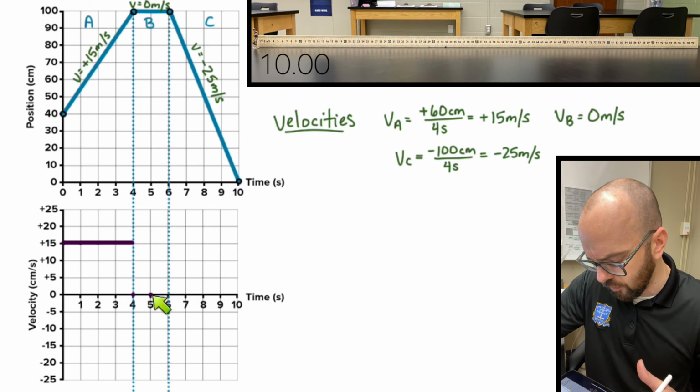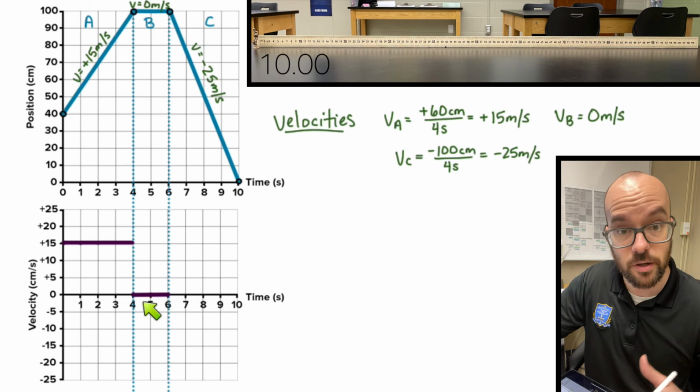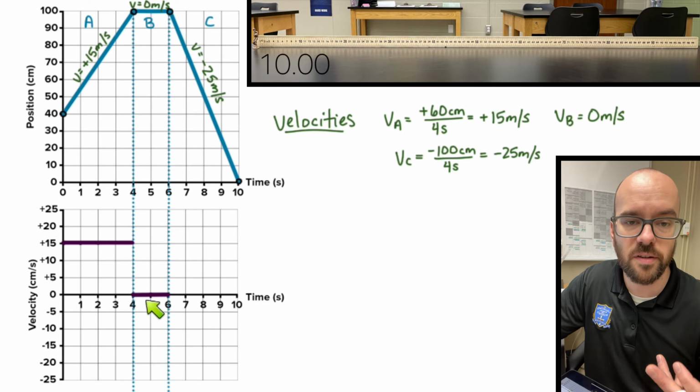1 second into interval B, the toy soldier is still not moving. So I still have a velocity of 0. And right there I'm going to have a velocity of 0. So I end up with this horizontal line right on that horizontal axis to show that the toy soldier has a velocity of 0. In other words, it's stationary.